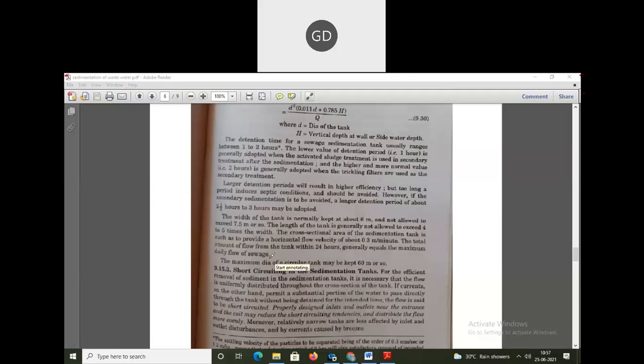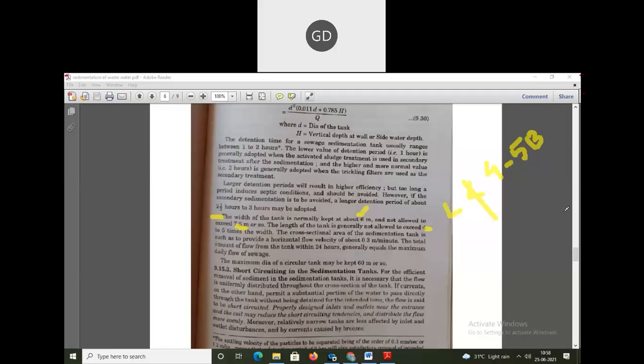Next is the width of the tank. If it is not given, you can assume it to be 6 meter, and it should not exceed 7.5 meter or so. The length of the sedimentation tank is generally not allowed to exceed 4 to 5 times the width. So L is not allowed to exceed 4 to 5 times of B. It can be 4 or it can be 5 times your width.